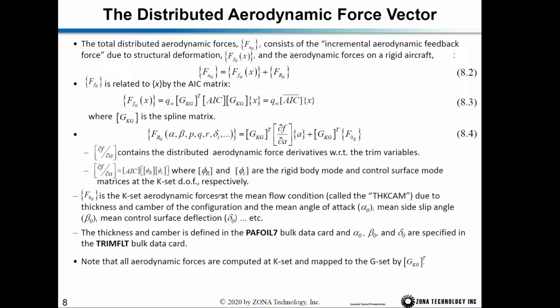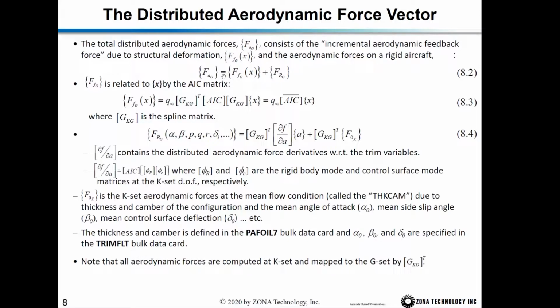And how do we calculate the distributed aerodynamic force vector? The total distributed aerodynamic forces consist of the incremental aerodynamic feedback force due to structural deformation and the aerodynamic forces on the rigid aircraft. So this is the incremental aerodynamic feedback force due to structural deformation. This is the forces on the rigid aircraft.